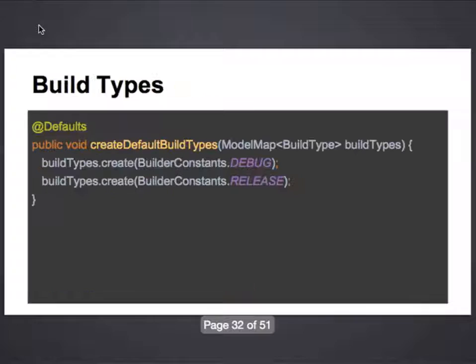We use default a lot, right? So we do create default build types, debug and release. And so here you have an example, right? It's just a default rule. We receive the model type. We receive the model map of build type, and we just add the two of them.